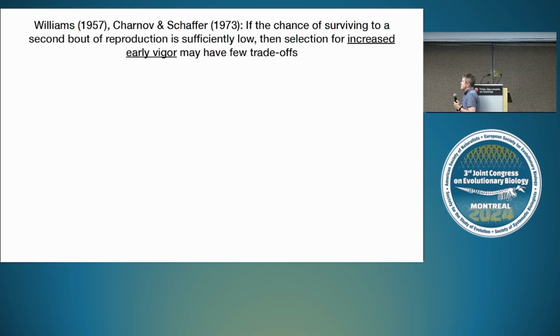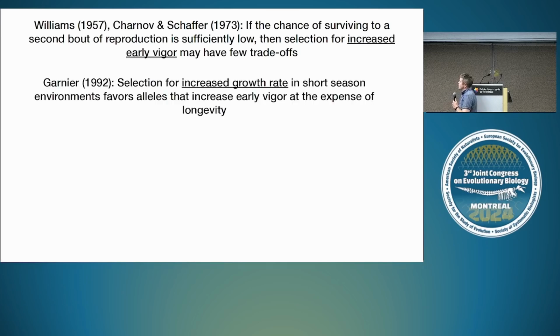So this is a nice model system for us to address some really classic questions in the origin and evolution of life history strategies. So classically, G.C. Williams and others have posited, trying to understand what the costs of rapid versus slow growth might be. And I want to focus on this one classic idea that Williams argued: if the chance of surviving to a second bout of reproduction is sufficiently low, then selection for increased early vigor may have few trade-offs. And Garnier, who is a grass ecophysiologist and developmentalist working mostly in the 90s, did a lot of nice work extending this, arguing that selection for increased growth rate in short season environments favors alleles that increase early vigor at the expense of longevity.